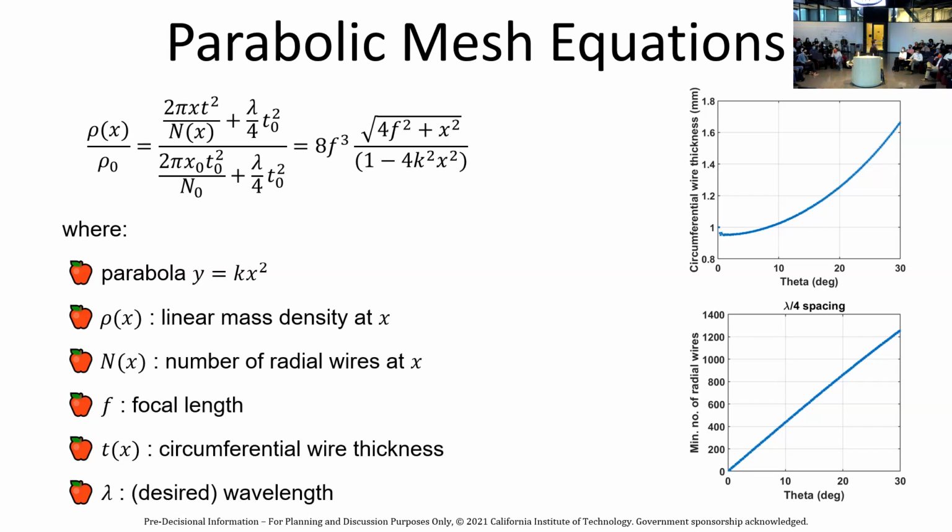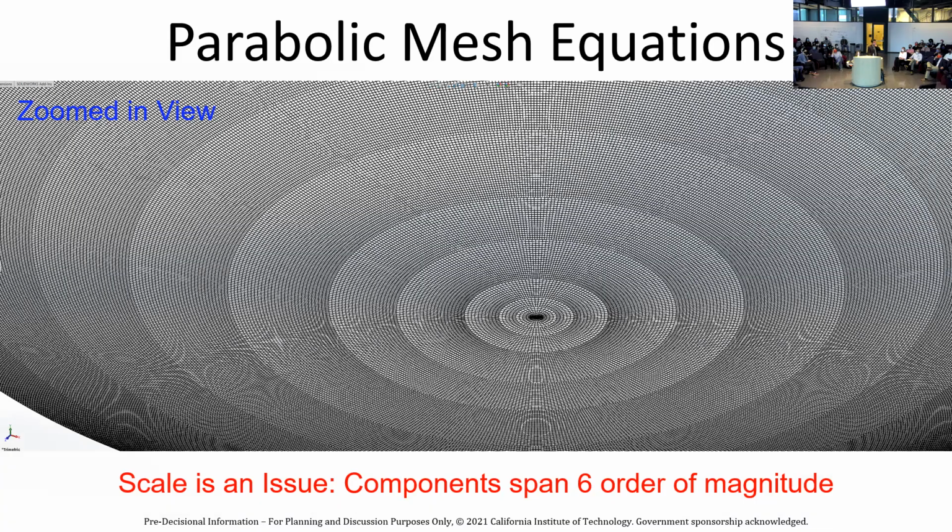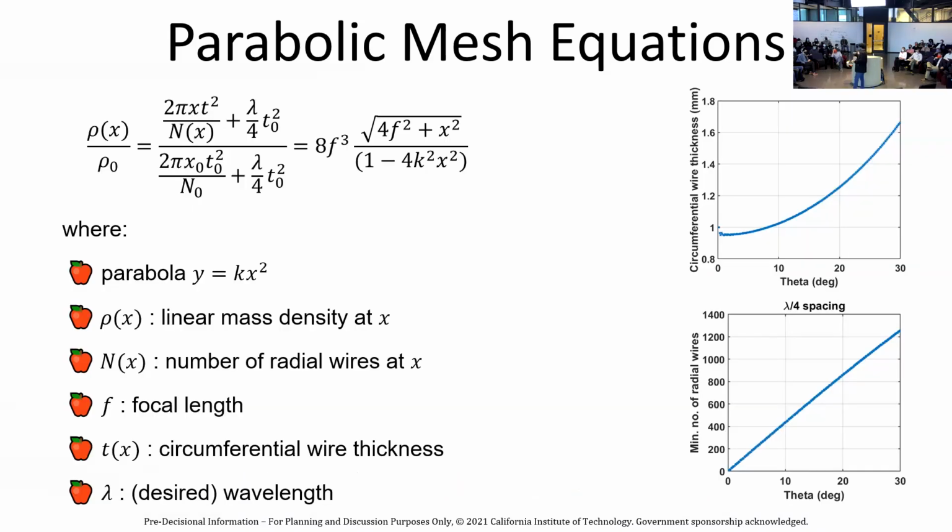So this is the mesh, a good realistic view of the mesh. Let's go to a zoomed in view. A problem with this mesh is that it's 1 kilometer in diameter, but let me go back one more and show you over here. If you look at those math equations, and at the circumferential wire thickness, to get that parabolic shape, the circumferential wire thickness has to change from 1 millimeter to 1.8 millimeters.